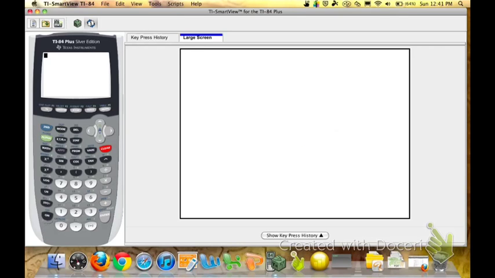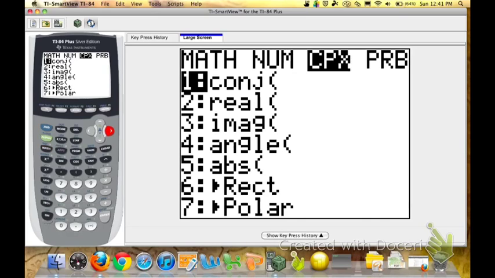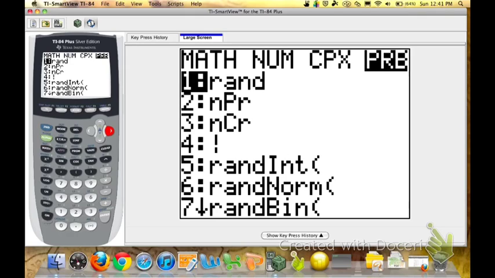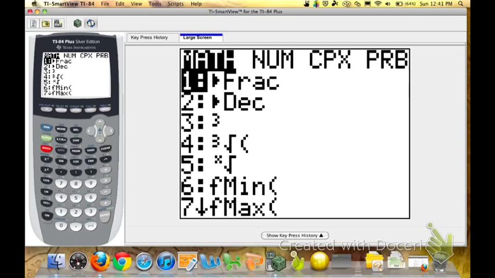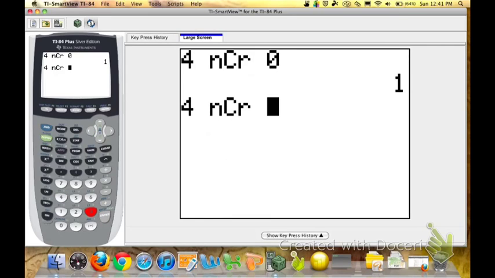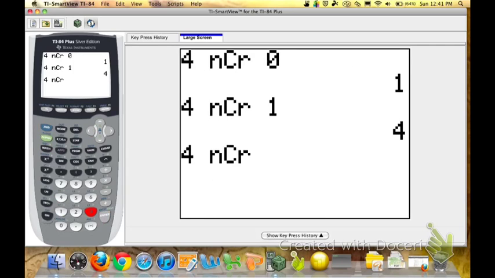The first thing we would do is type in the 4, if you remember, and then we would hit the math button to find that NCR option. Now you need to arrow over until you're on the probability menu, but once you're on probability, you would select option 3, NCR. And then you want to do 4 NCR 0, so you would just type that and hit enter. And we could continue for our other coefficients. 4 NCR 1, 4 NCR 2, and so on.